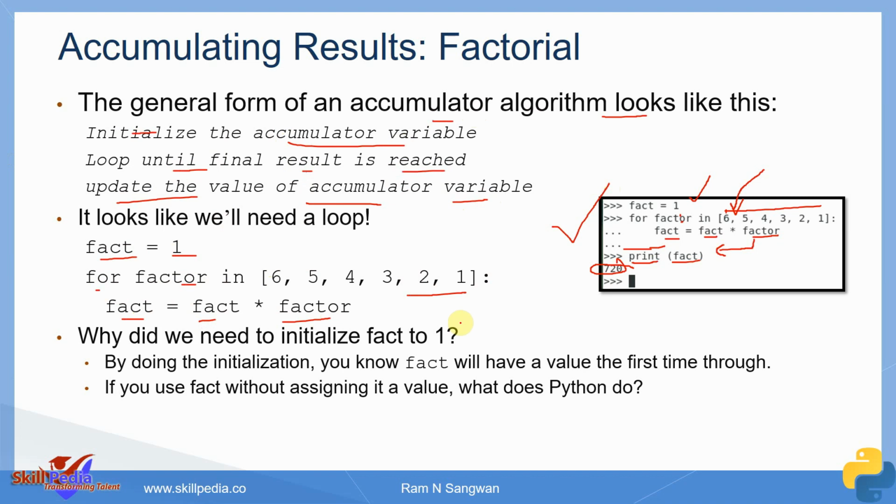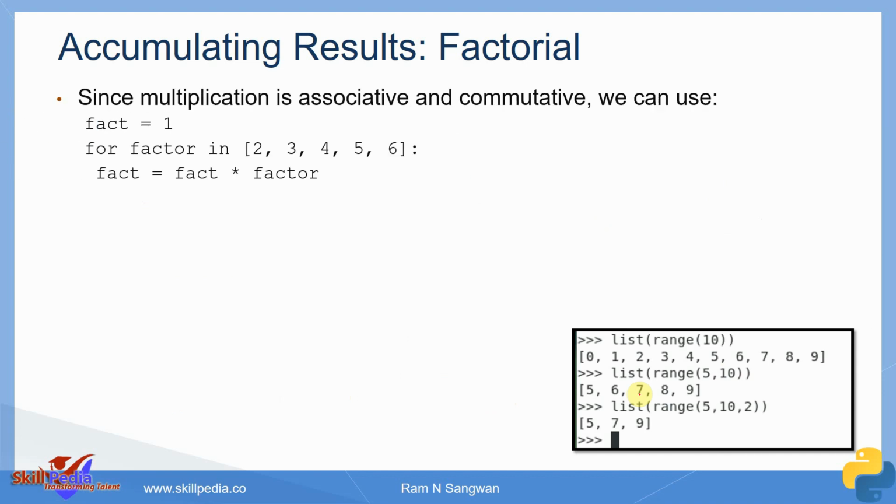Why do we need to initialize this to 1? By doing initialization, you know that FACT will have a value the first time when you start. If you use FACT without assigning a value, what does Python do? It's worth trying. Since multiplication is associative and commutative, you can start from 2 also: 2, 3, 4, 5, 6. It is the same thing.